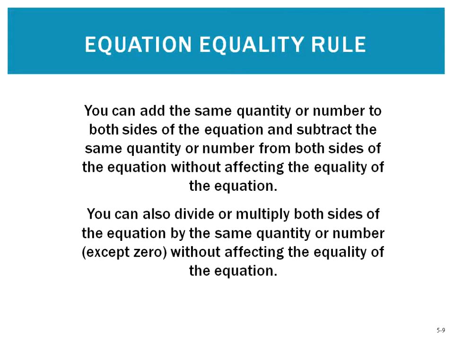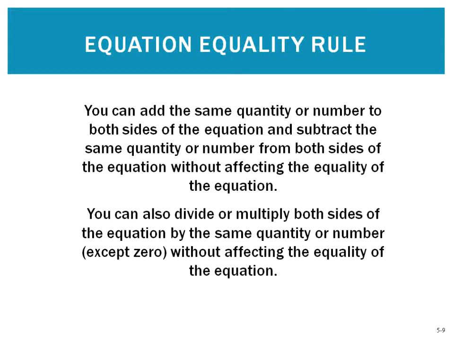So, equation equality rule. Okay, this is kind of what we just went over. You can add the same quantity or number to both sides of the equation, or subtract from both sides of the equation, without affecting the equality. Equality doesn't matter if it's equal down here, equal up here, they're all equal. So what we're trying to figure out is what can we do? What do we have to add or subtract to both sides to make sure that we always stay equal?